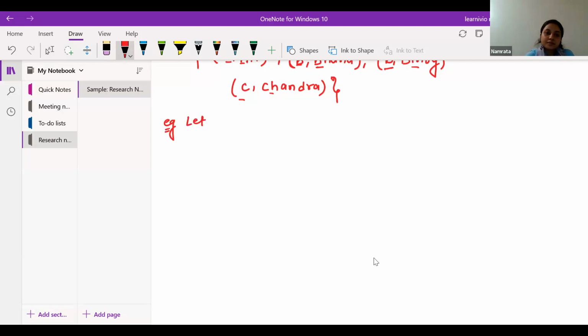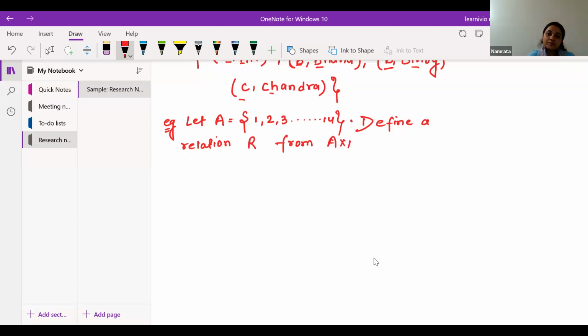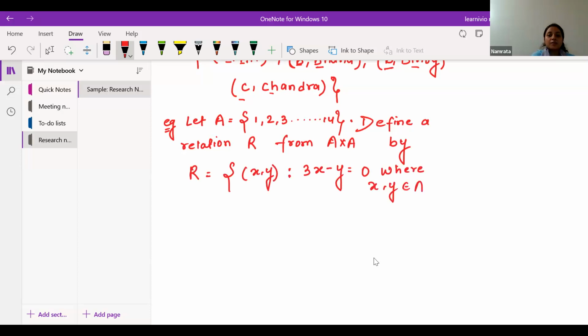Let A is equal to {1, 2, 3, ..., 14}. Define a relation R from A to A by R is equal to the set of all ordered pairs (x, y) such that the condition is given as 3x minus y is equal to 0, where x, y both belong to A. All right, so this is the given relation.